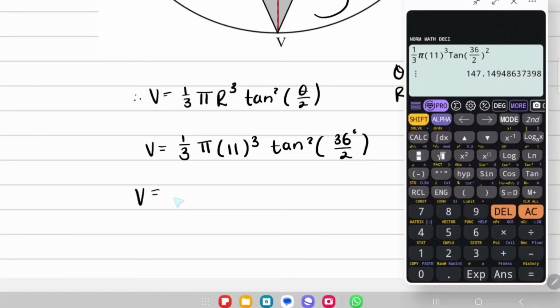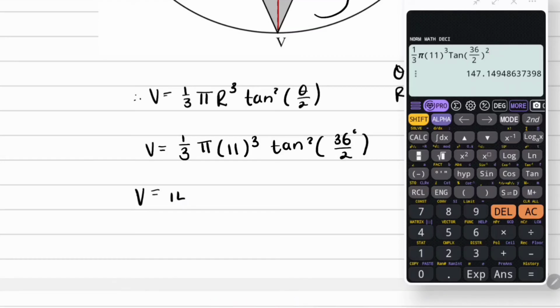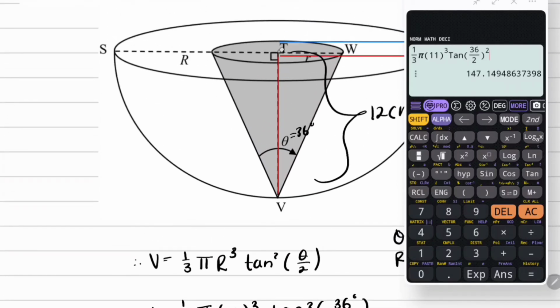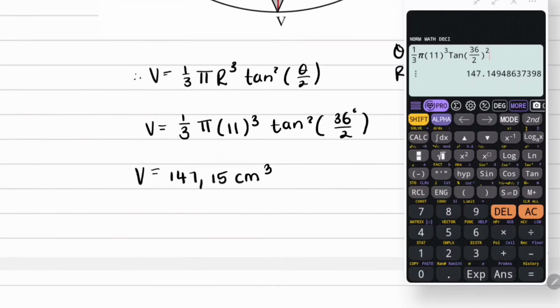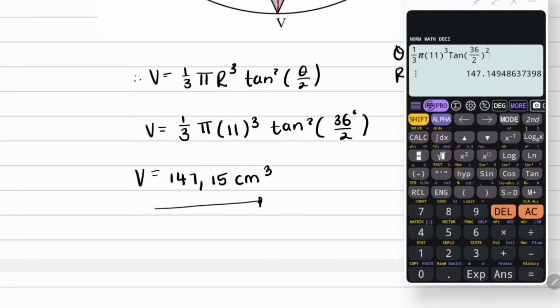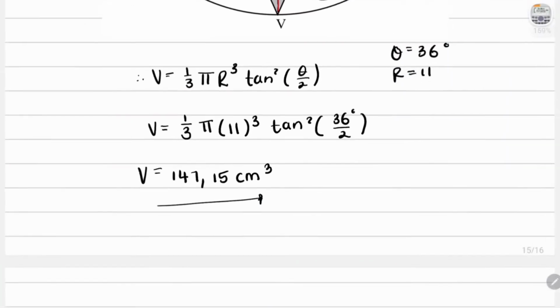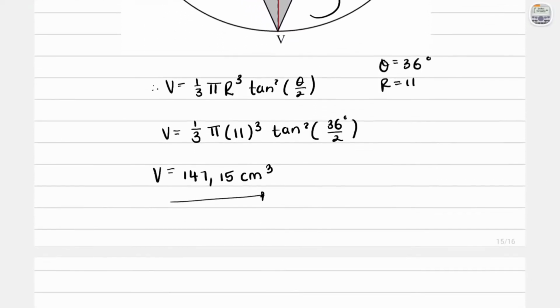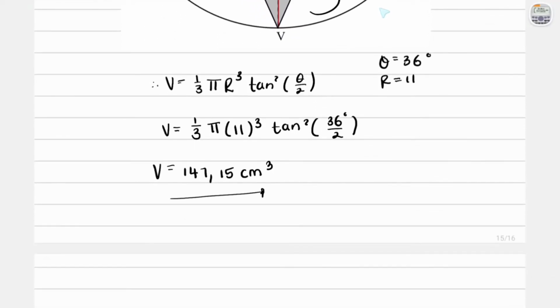You see the volume we get in decimal is 147 point, I'll round off to 5, so 147.15, and this is volume, so it's in centimeters cubed. And I know it's in centimeters because they told us that this was 12 centimeters. So that is the answer for that question. And that is the last question in the 2 and 3D trigonometry section. And then we move on to Euclidean geometry.